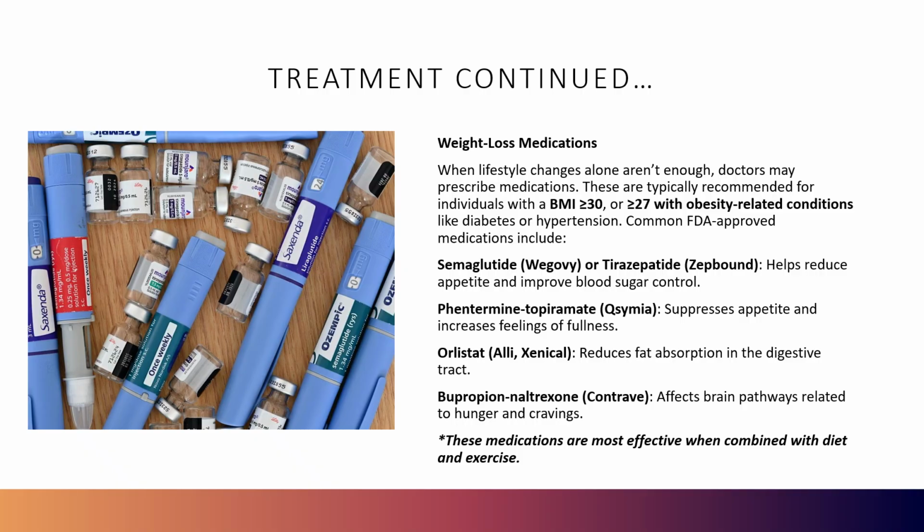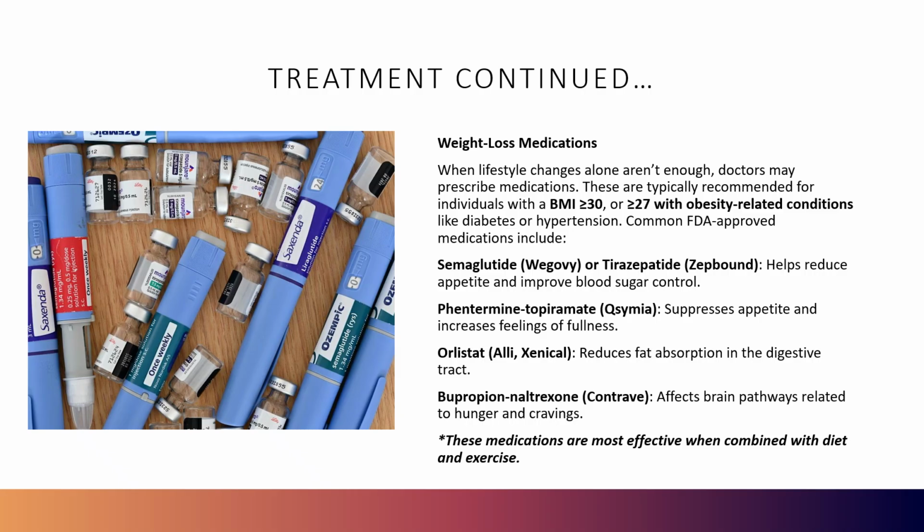Weight loss medications are another choice. When lifestyle changes alone aren't enough, doctors may prescribe medications. These are typically recommended for individuals with a BMI greater than or equal to 30, or greater than or equal to 27 with obesity-related conditions like diabetes or hypertension. Common FDA-approved medications include semaglutide like Wegovy or tirzepatide like Zepbound, which help reduce appetite and improve blood sugar control.